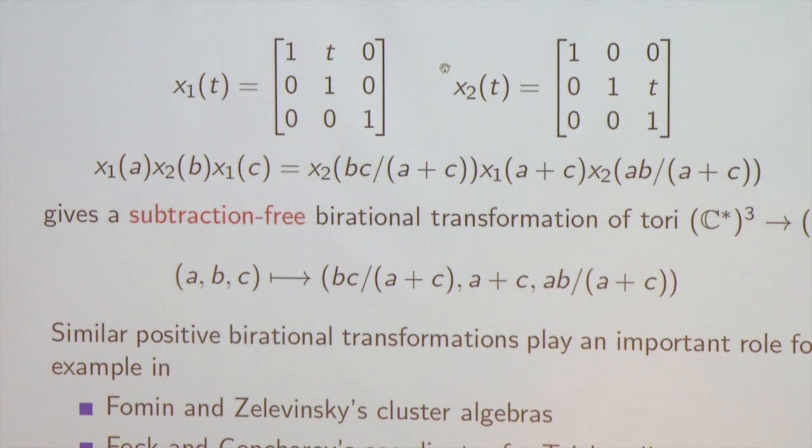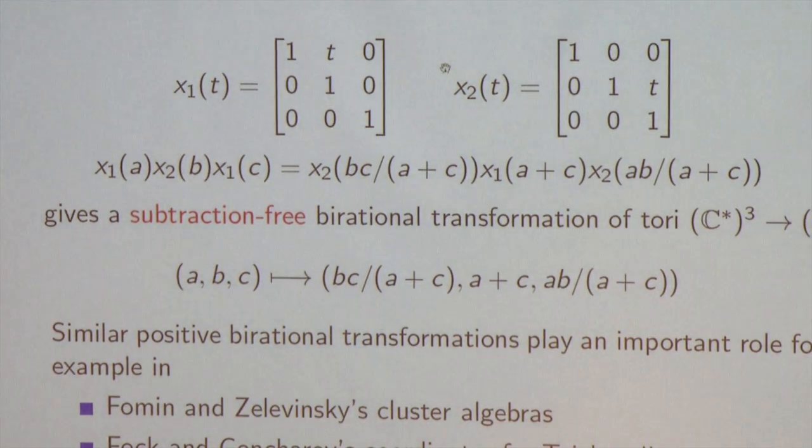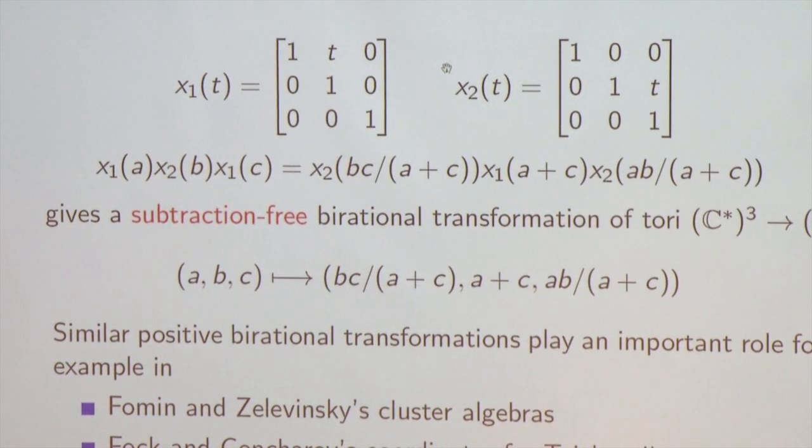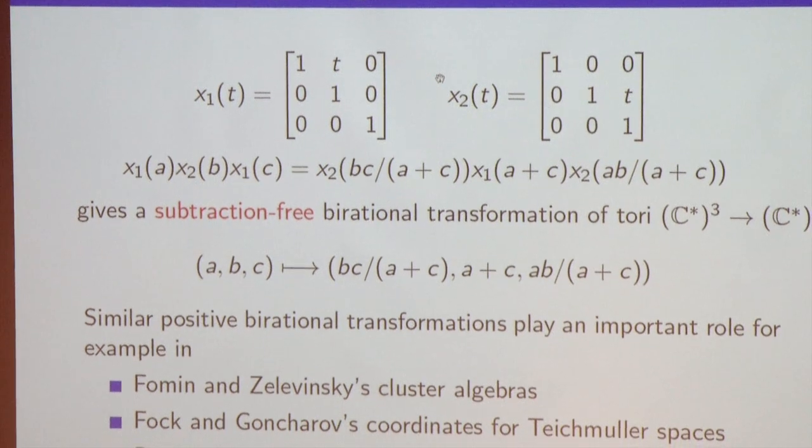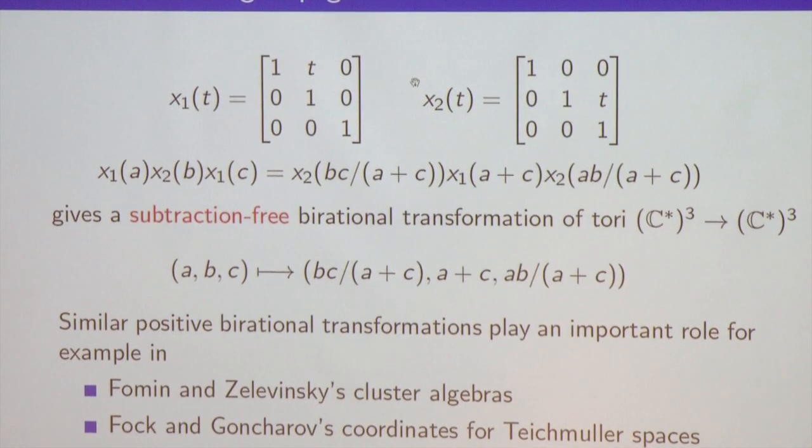So these matrices x1 of t are upper triangular, and the upper triangular matrices in this 3x3 case form a three-dimensional space. So it's reasonable that this x1(a), x2(b), x1(c) sweeps out a three-dimensional subset, and so does x2 of something, x1 of something, x2 of something. And you ask what's the transformation in the parameters which relates the two. It turns out that the product of these three matrices is equal to the product of these three matrices with these particular transformations in the parameters.